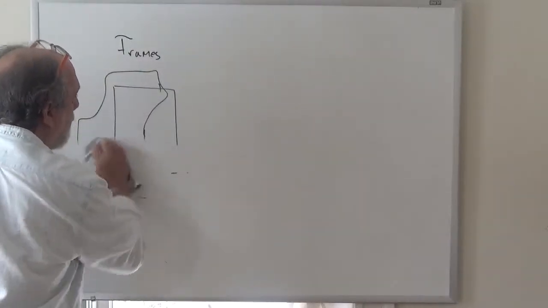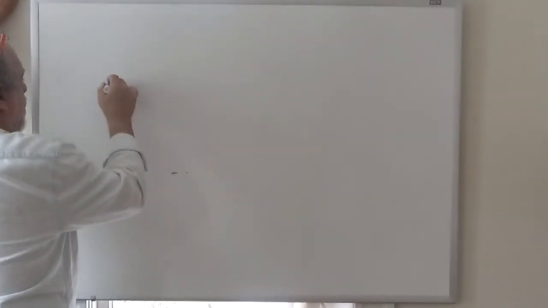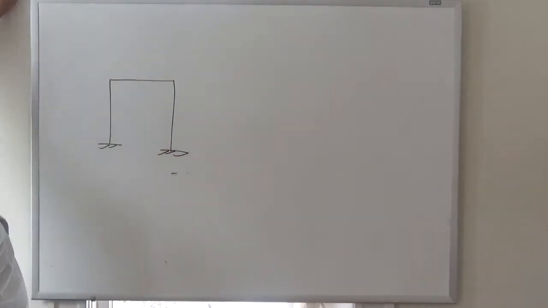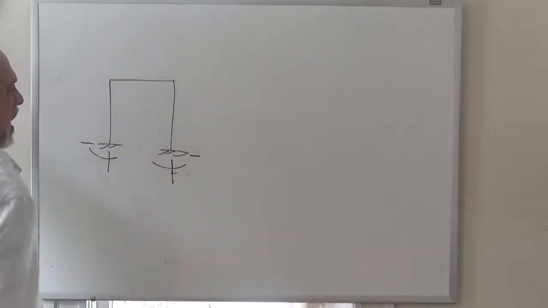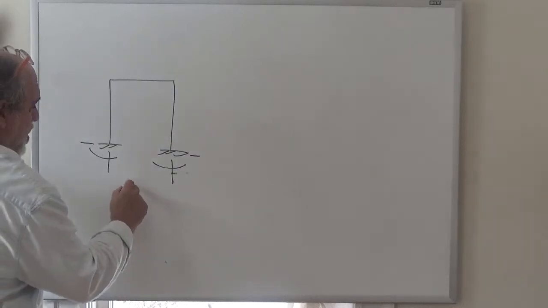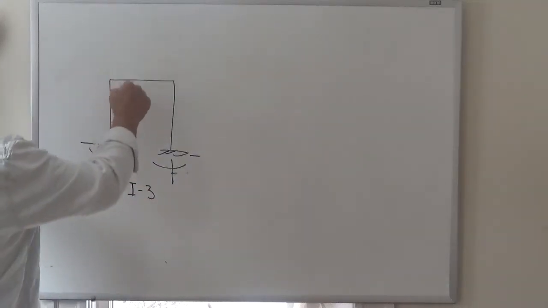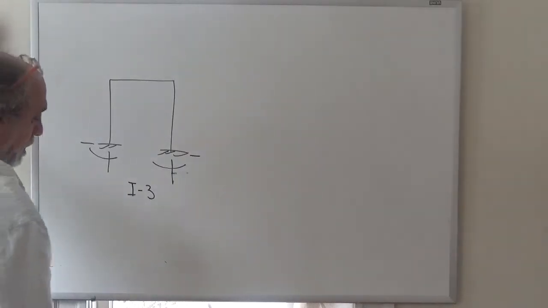Now, less obvious. Now that structure is not determinate. Why? There's 1, 2, 3, 4, 5, 6 reactions, right? So there's 6 reactions. You only have 3 equations of statics. So you have to say that that structure is indeterminate to the 3rd degree, right? 6 versus 3. Now, if you knew the reactions, you could calculate what's going on, because then you could take the bubble, but you can't get the reactions. So that structure is indeterminate to the 3rd degree.